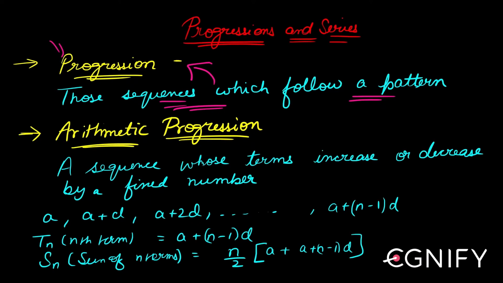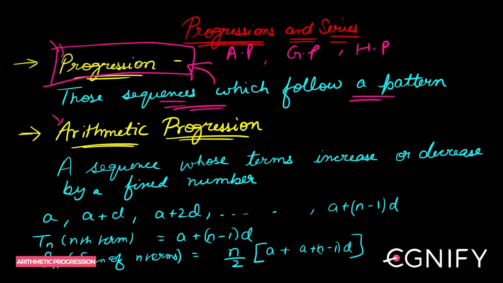And our chapter is majorly based around progressions. We have 3-4 types of progression. One is your arithmetic progression, one is your geometric progression, which we will study next after arithmetic progression. Then we have harmonic progression, right? So there are lots of progressions that we have, and we'll be studying some of them in this chapter. So progressions are those sequences which follow a pattern.